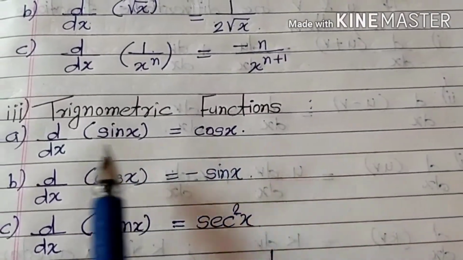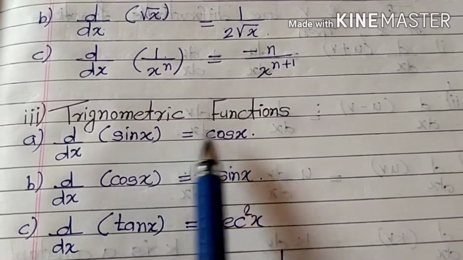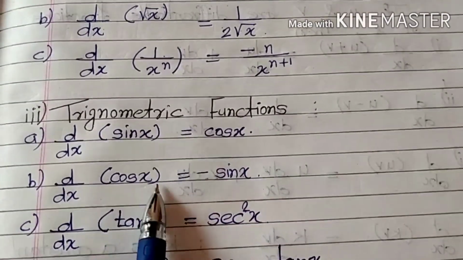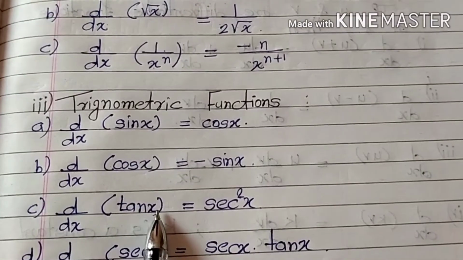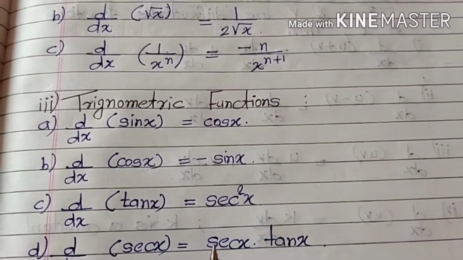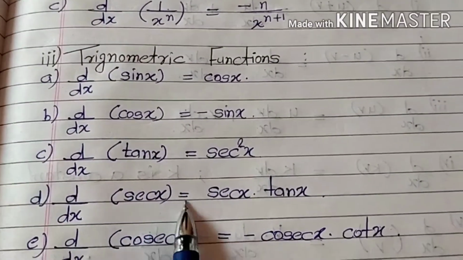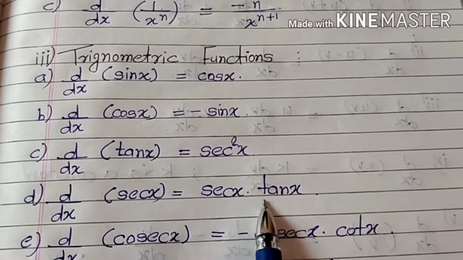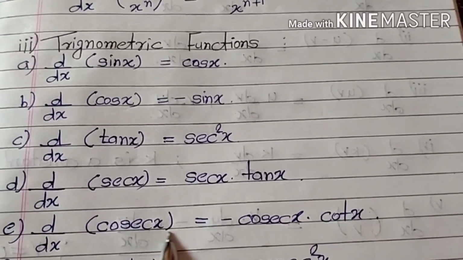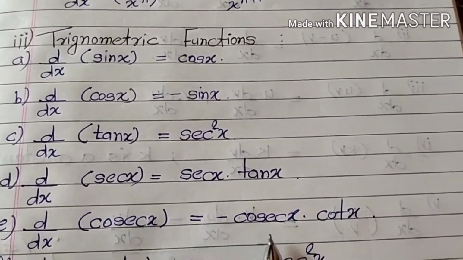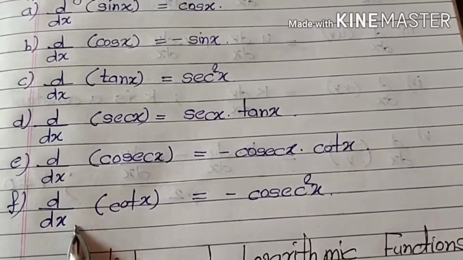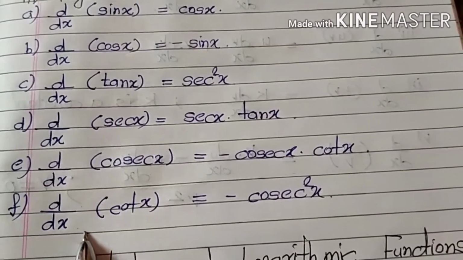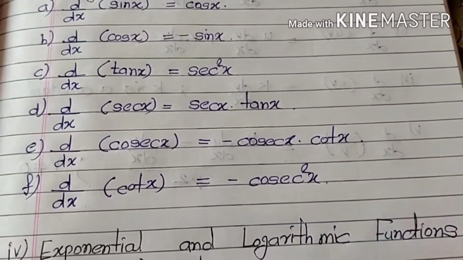Now next, trigonometric function. So the derivative of sin x is cos x, the derivative of cos x with respect to x is minus sin x, the derivative of tan x with respect to x is equal to sec square x, the derivative of sec x with respect to x is sec x into tan x, the derivative of cosec x with respect to x is minus cosec x into cot x, the derivative of cot x with respect to x is minus cosec square x.